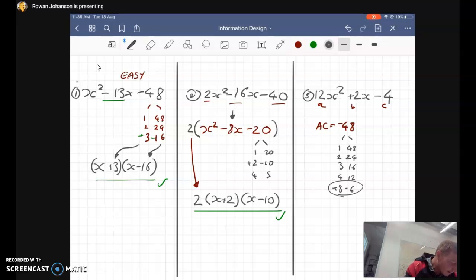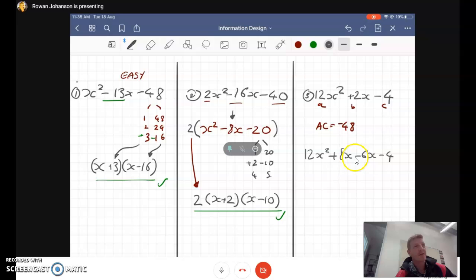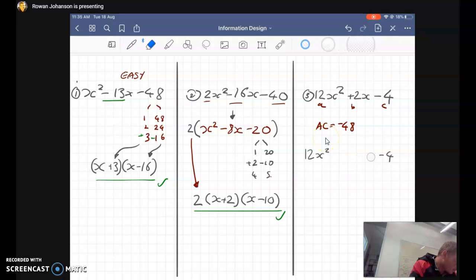So what I'm going to do is rub that out. And now my next step is 12x squared plus 8x minus 6x minus 4. Now I'm actually going to rearrange those two, because I think the 8 and the 4 go together and the 6 and the 12 go together a bit better. So I'm actually going to rewrite that: minus 6x plus 8x. You don't have to do that, it just makes it a bit easier.